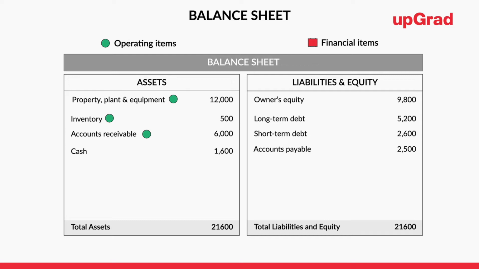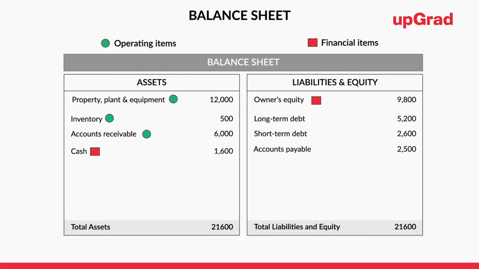Cash is partly operating and partly financing. For the sake of simplification, usually we consider that cash is a financing item more than an operating item. So let's consider cash a financing item. How about the other side of the balance sheet? Owner's equity. Oh, that's clearly a financing item.